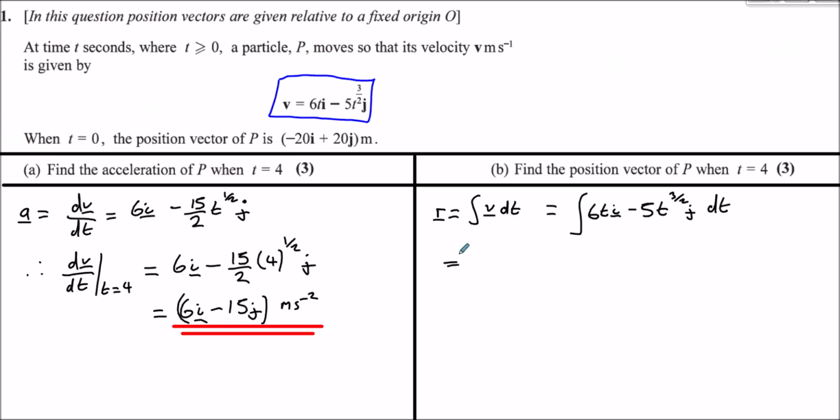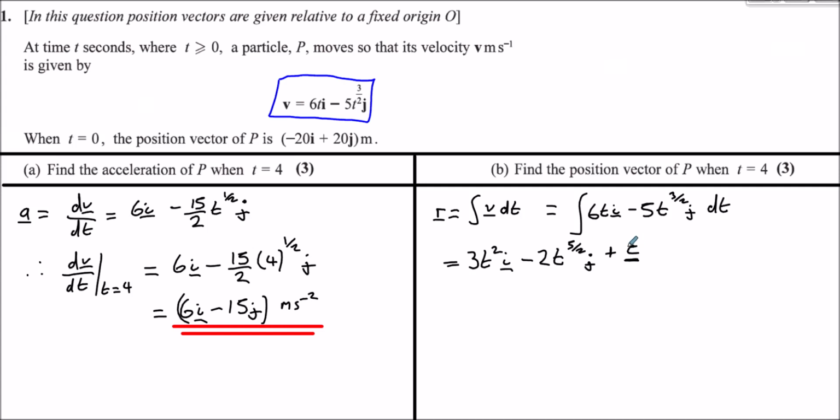So 6ti is going to become 3t squared i. For this here, the power of t will increase from 3 over 2 to 5 over 2, and then I divide the minus 5 by that new power, 5 over 2. So minus 5 divided by 5 over 2 gives exactly minus 2, so that's going to give us minus 2 lots of t to the 5 over 2 j. Plus, of course, a constant of integration, but because we're in vector notation, the way I teach it, I tend to just put a c vector here. Some people say it's just r0, but I'll explain.